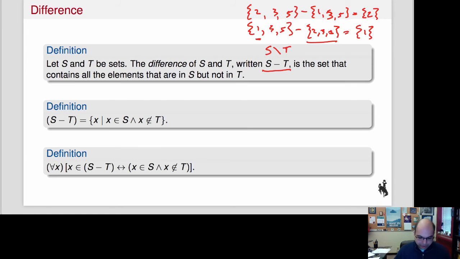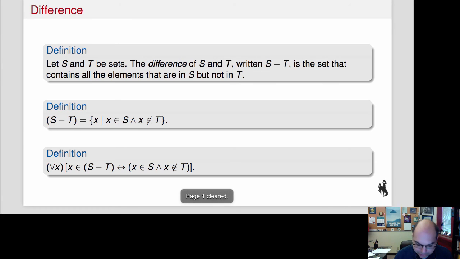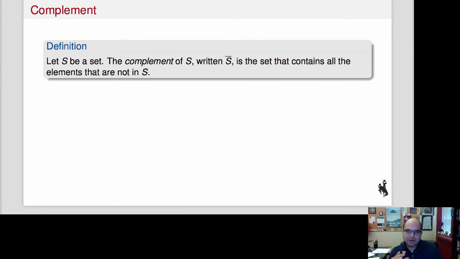And a more indirect one: X belongs to S minus T if and only if X belongs to S and X does not belong to T. Okay, so great. So that's set difference. Now again, let's see what other operations we can have. And there's actually really only one remaining, and that's complement.